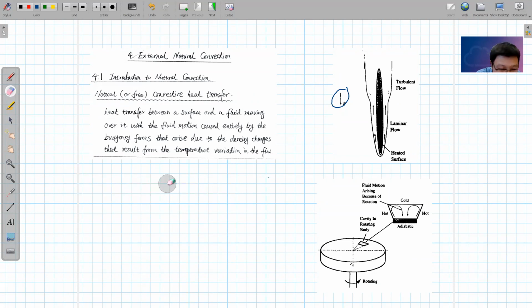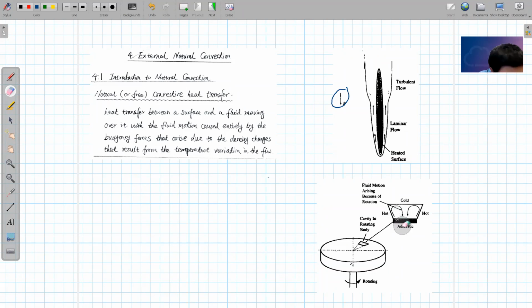So if the driving force is the gravitational force, we call it natural convection, because we know that gravity exists naturally. We can see it's a natural force. And an example I'm showing here is when we have rotation, and the convection can be caused by the centrifugal force actually.